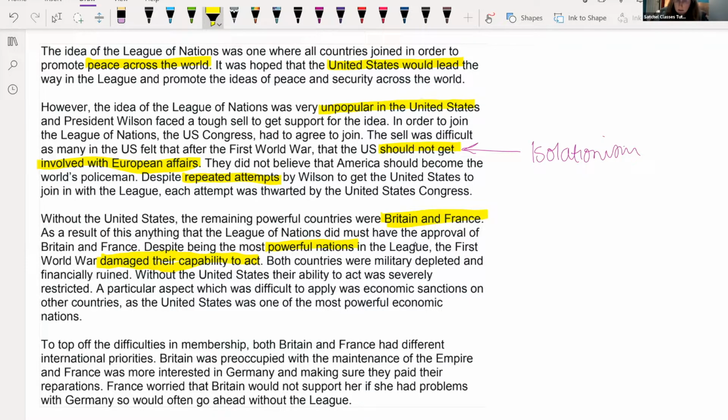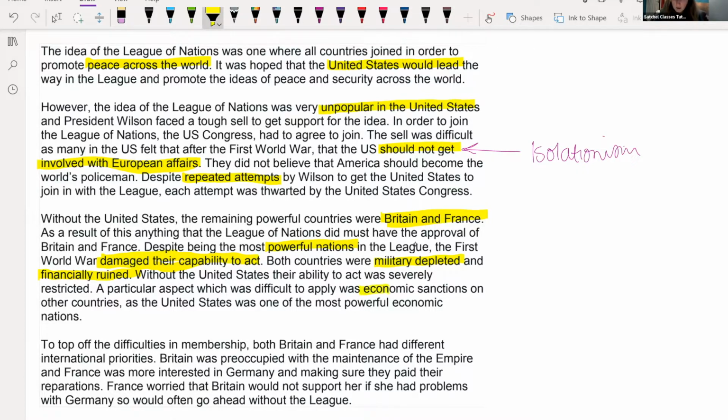Both countries were militarily depleted and financially ruined. So like I said, they are going to be looking after themselves, and we'll see that quite a bit. So they're going to be looking after themselves rather than looking after everybody else in the League. So without the United States, their ability to act was severely restricted.